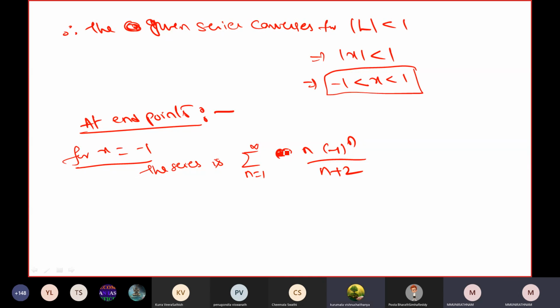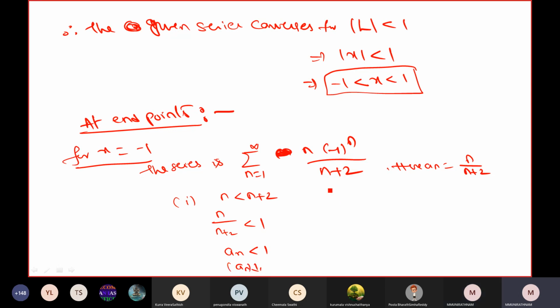Anyone? How to check this convergence? Using Leibniz rule, sir. Yeah, it is an alternate series. Fine, go by Leibniz rule. So first condition, this is monotonically decreasing since n is less than n plus 2. What is an here? n by n plus 2. Definitely n is less than n plus 2, then n by n plus 2 is less than 1. So an is less than 1, so an is monotonically decreasing. Okay? So that is one way.